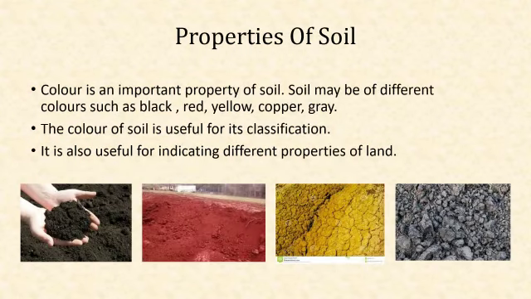Properties of soil. Soil is made up of a mixture of organic matter, gases, liquids, and organisms that together support life. Color is a vital property of soil. Soil gets its color from the minerals and the organic matter.